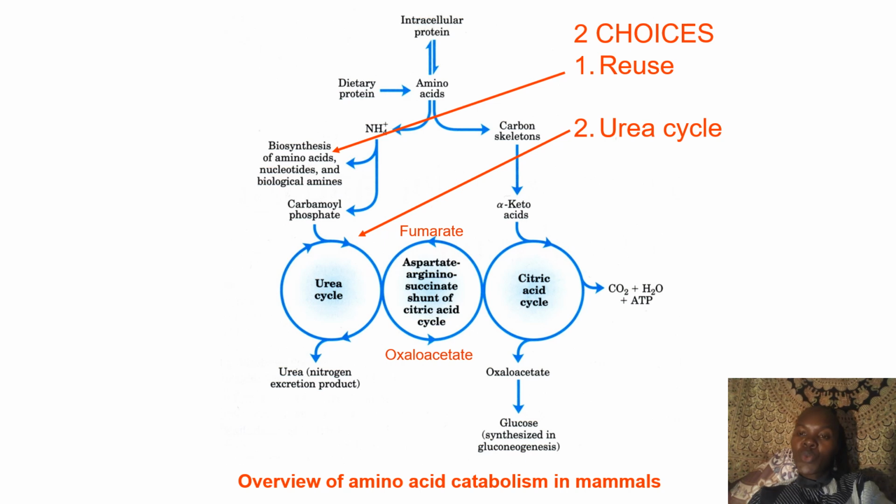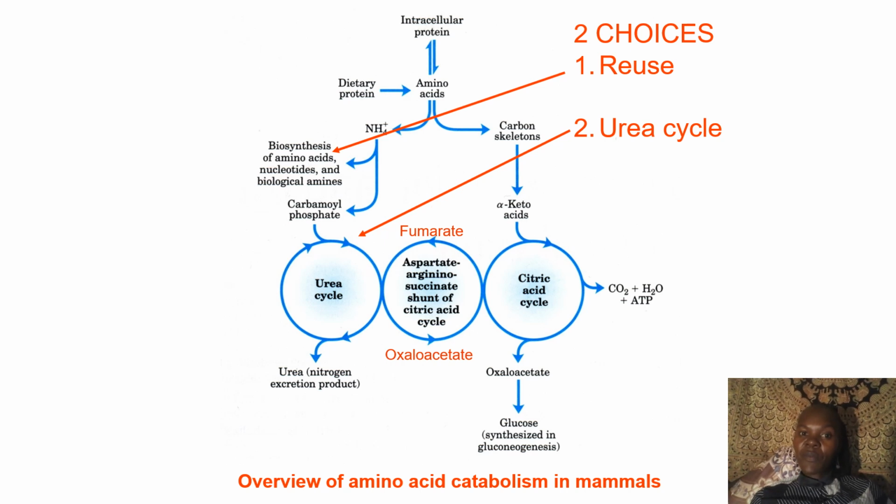So we saw the two options of where this ammonia goes. It can be reused, or it can go to the urea cycle. When it is reused, it is used much in the synthesis of amino acids. For example, aspartate, just by adding the amine group, will form asparagine. Glutamate, by adding an amine group, will form glutamine. Also, the ammonia can be used in nucleotide synthesis as well as synthesis of some biological amines. So the second choice is it has to go to the urea cycle, where it is going to be excreted as a nitrogen product. So that shows the options of the ammonia itself.